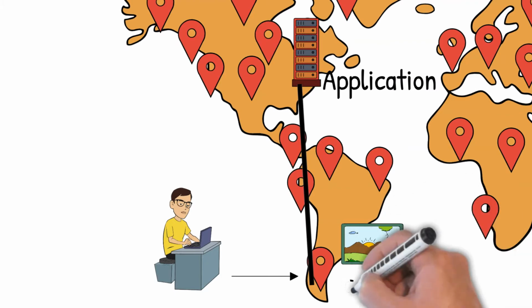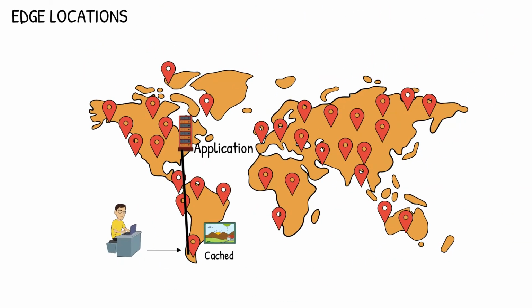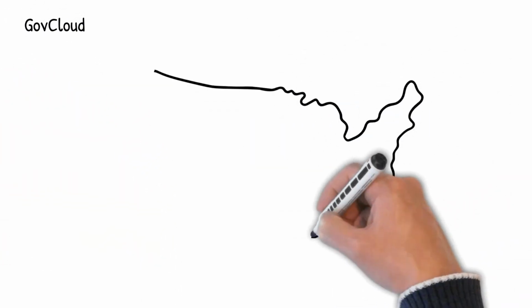Content is generally cached at the edge location for a specific duration so that the user requests are fulfilled without being routed to the region. Using these edge locations, you can architect your application so that the user requests are routed to the nearest edge location first, which routes the request to the region via AWS backbone networks rather than routing the request via the public internet. Let's talk about GovCloud.